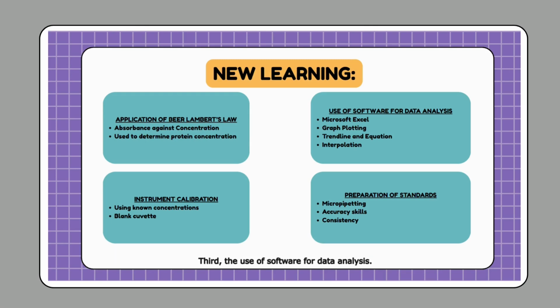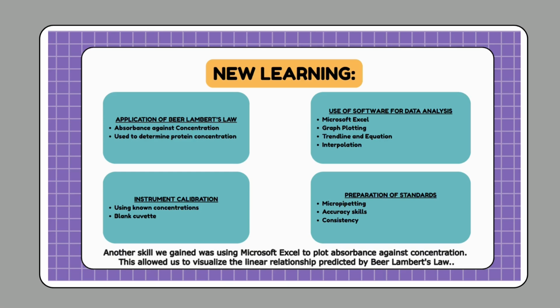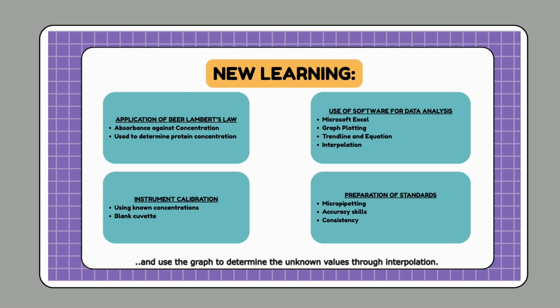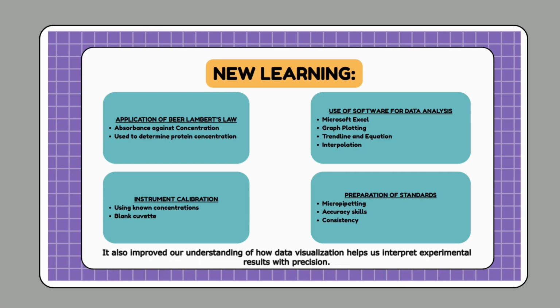Third, we used software for data analysis. Another skill we gained was using Microsoft Excel to plot absorbance against concentration. This allowed us to visualize the linear relationship predicted by Beer-Lambert's law and use the graph to determine unknown values through interpolation. It also improved our understanding of how data visualization helps us interpret experimental results with precision.